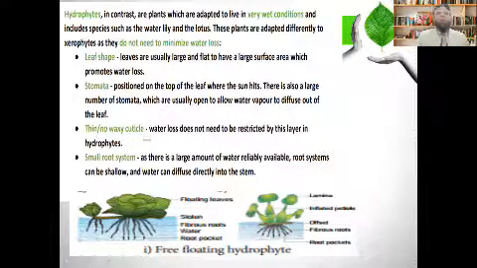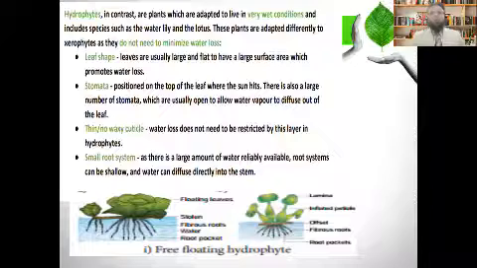And thin or no waxy cuticle. Yes, because here there is no need to preserve water, because there is too much water already in the plant, so no need for a very thick cuticle. A small root system. Yes, the roots are very short, because the roots do not need to become long in such water.